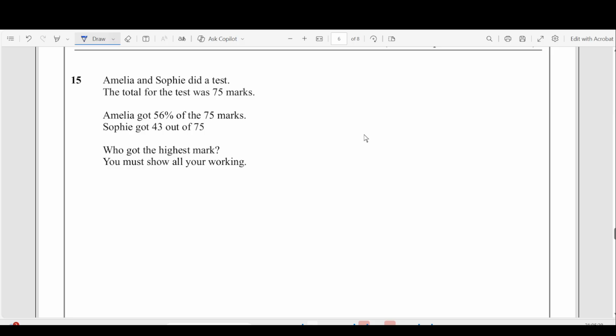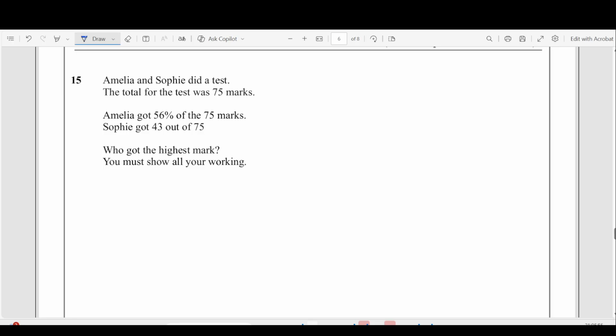Amelia and Sophie did a test. The total for the test was 75 marks. Amelia got 56% out of the 75 marks. Sophie got 43 out of the 75. Who got the highest mark? You must show all your working. Did you get the question?